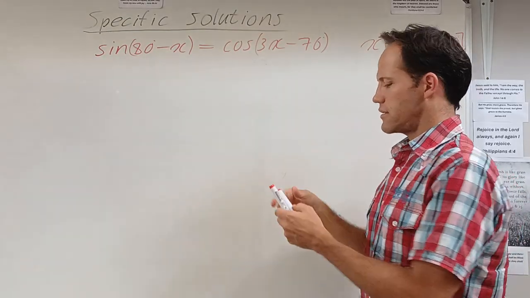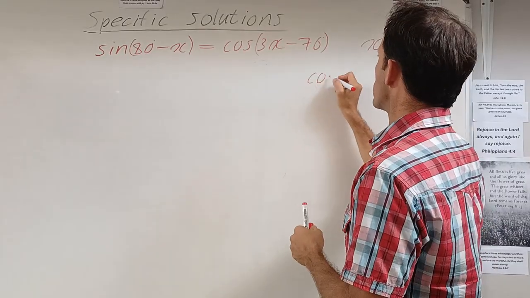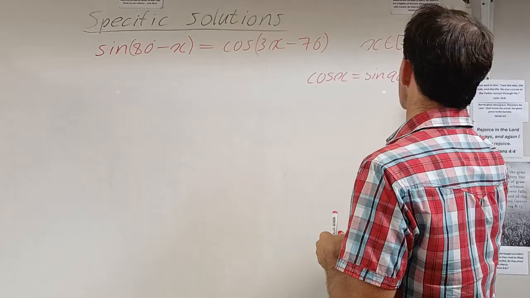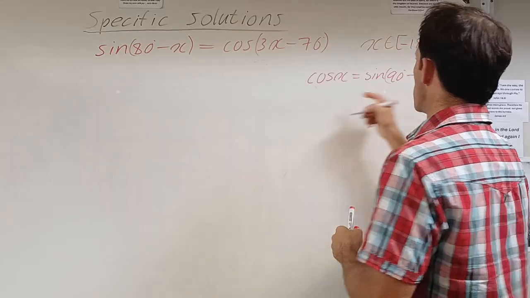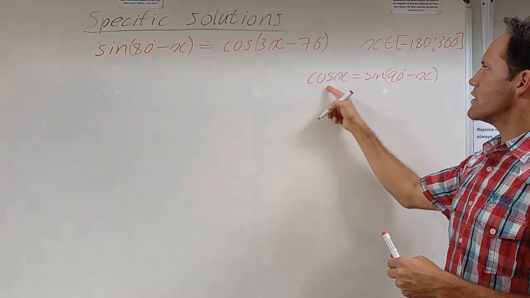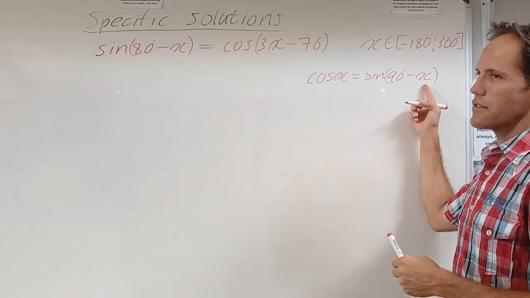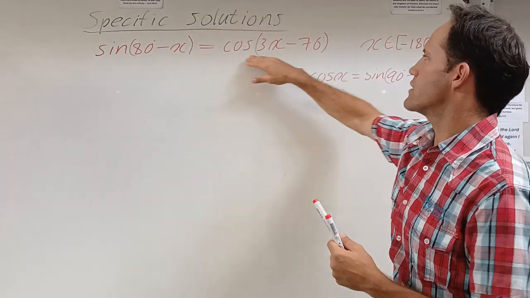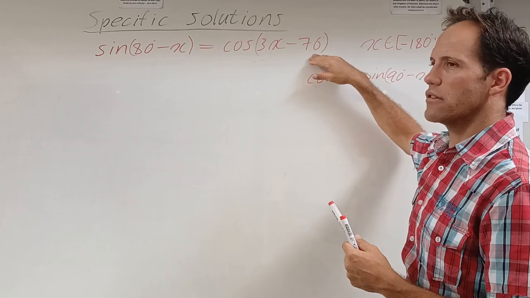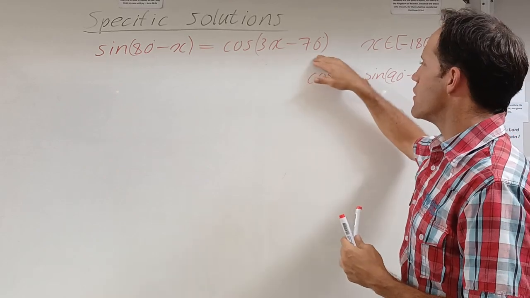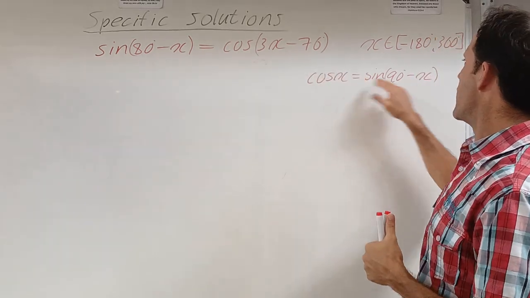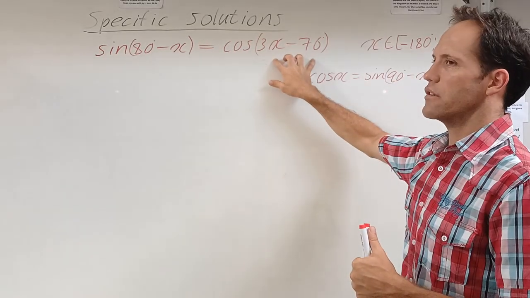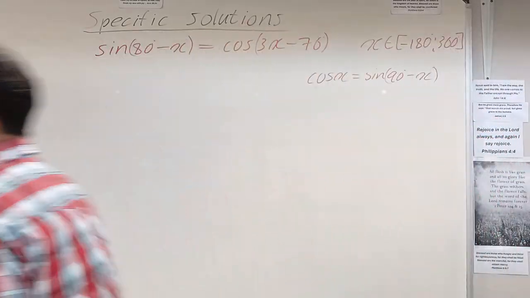Remember we've learned that cos x is equal to sine 90 minus x. So we know this: cos x is sine 90 minus x. So we can say this is my x, this is my angle. So this angle, I can say that's like my x, so it's going to be sine 90 minus this angle. So we're going to first do that.